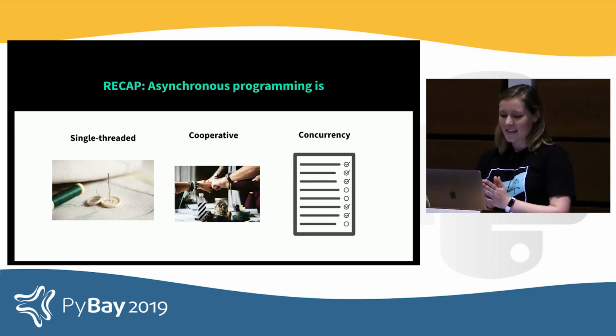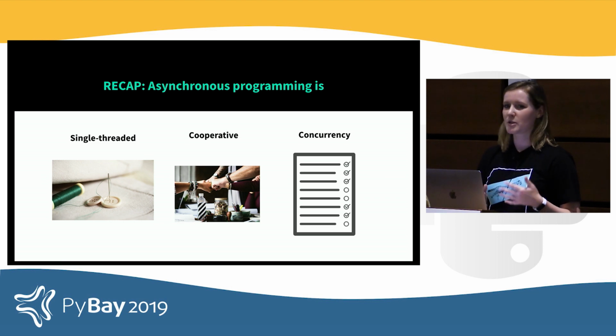Okay, that was a lot, so let's recap. Asynchronous programming is single-threaded, which means that all tasks execute within the same thread, and you can support a lot of tasks. It is cooperative, which means tasks control when they pause, and you can better make use of downtime. And it's concurrency, where we're dealing with multiple things at once.